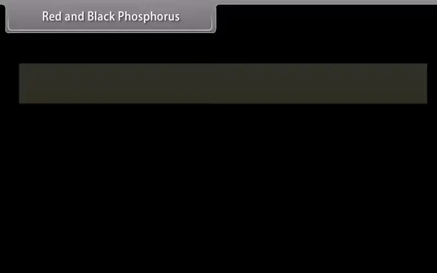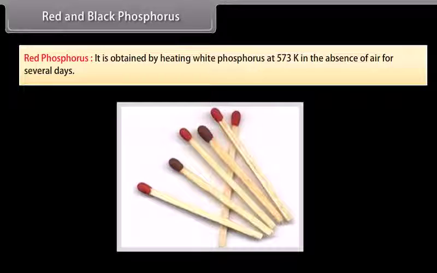Red and black phosphorus. Red phosphorus. It is obtained by heating white phosphorus at 573 Kelvin in the absence of air for several days. Properties.